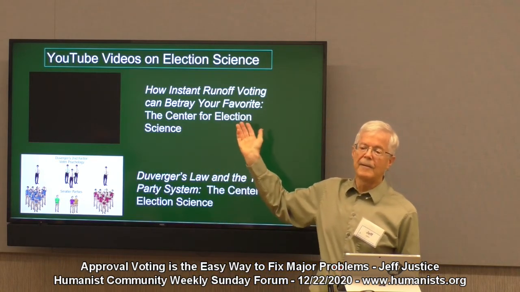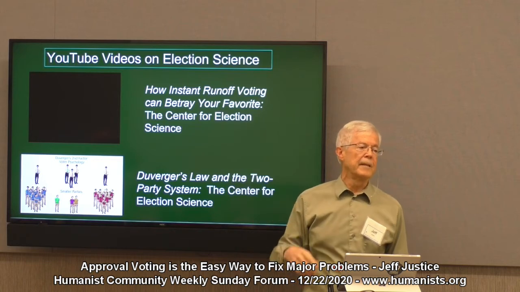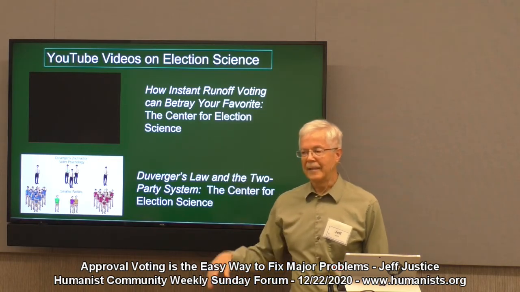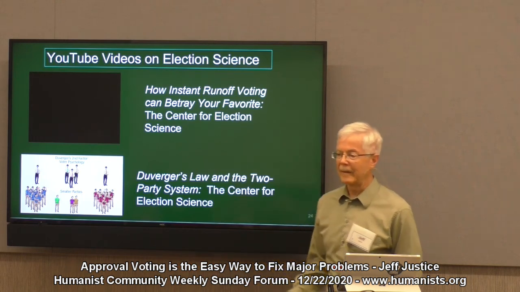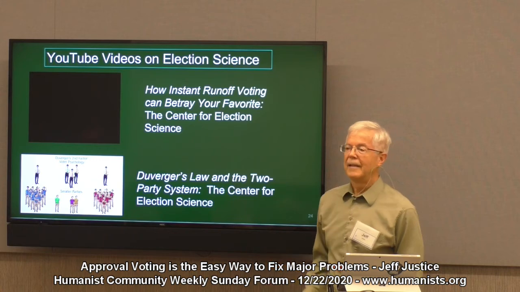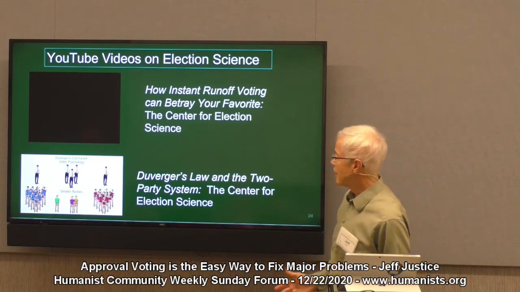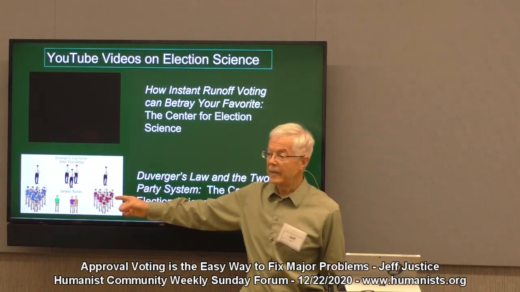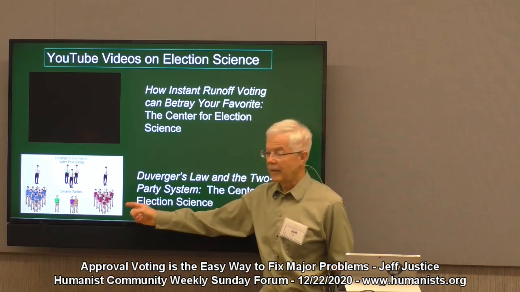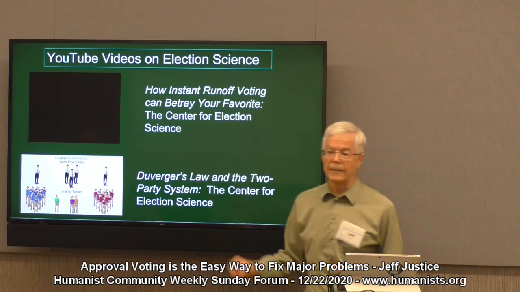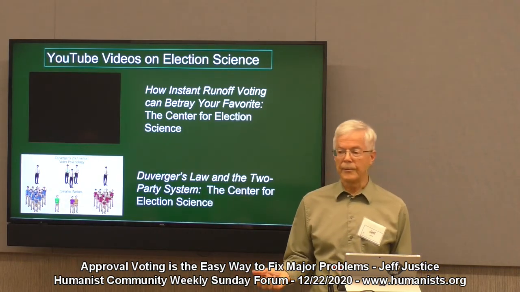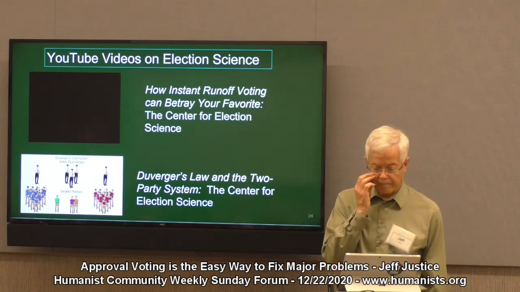It turns out with instant runoff voting, if you vote for your favorite, you can end up electing someone that you don't like. So you have to be strategic in your voting and decide, is it safe to vote for this person? And then there's a really good video on the Election Science channel on YouTube called On Duverger's Law that shows how you get 2 major parties under a choose one voting system.